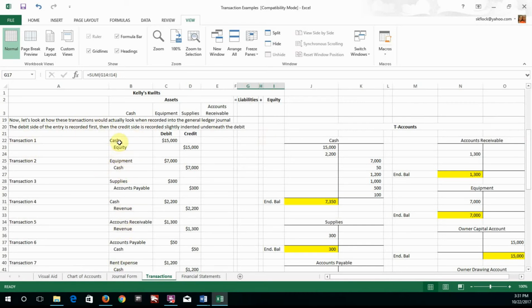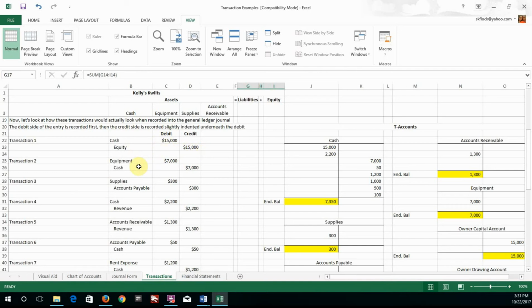You are going to record the debit first. Always record the debit entry first. The credit entry is going to be slightly indented. So here is where I made the investment into the company. I debited my cash. I credited my equity, increased both sides of the accounting equation.